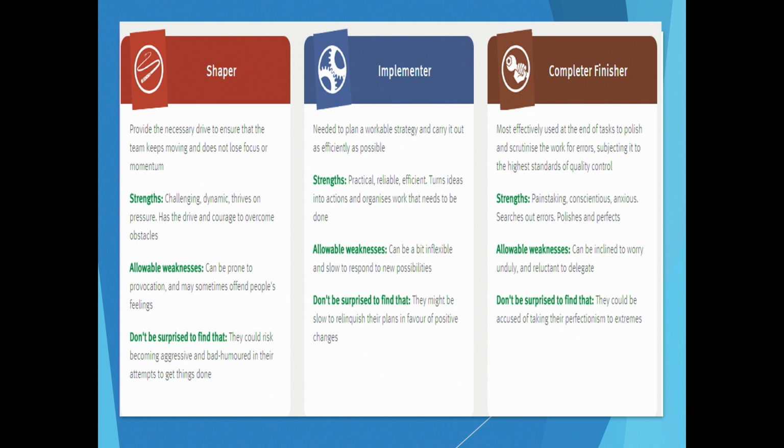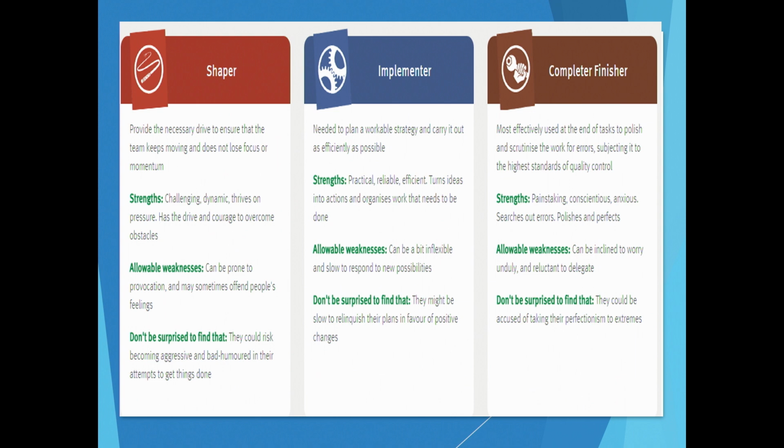Their allowable weakness is that they can be inflexible and slow to respond to new possibilities because they have put so much effort into creating this plan that they really don't want to relinquish it or change it too much, because they have really worked into this. And don't be surprised to find they might be slow to relinquish their plans in favour of positive changes.